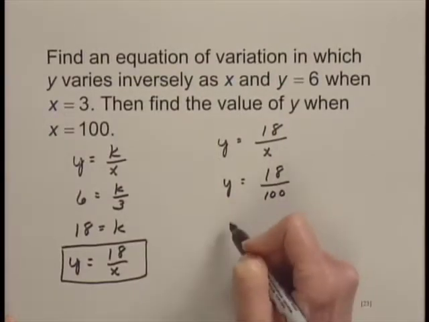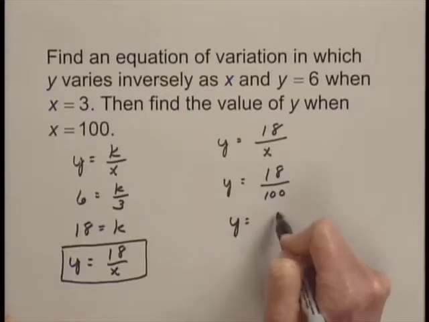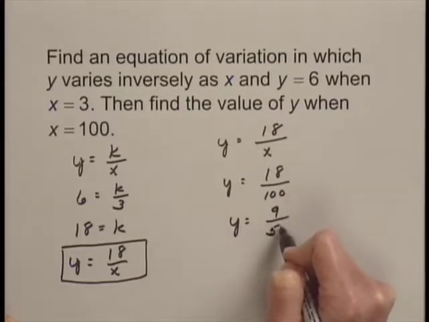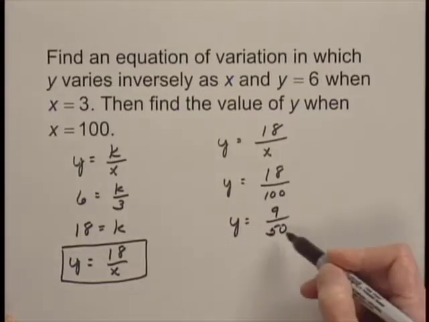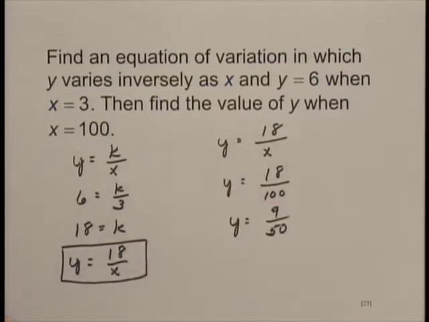And when we simplify 18 over 100, we get 9 over 50. So y is 9 over 50 when x is equal to 100.